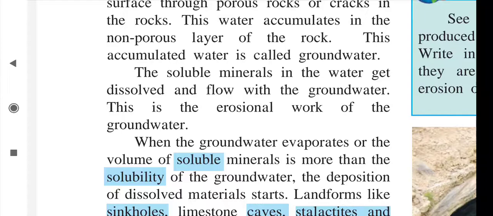This is the erosional work of the groundwater. There are many minerals found on the surface of the earth and inside of the earth. So whenever there is rainfall, the soluble material gets dissolved in the water, and afterwards it flows with the groundwater. So this is the erosional work of the groundwater.